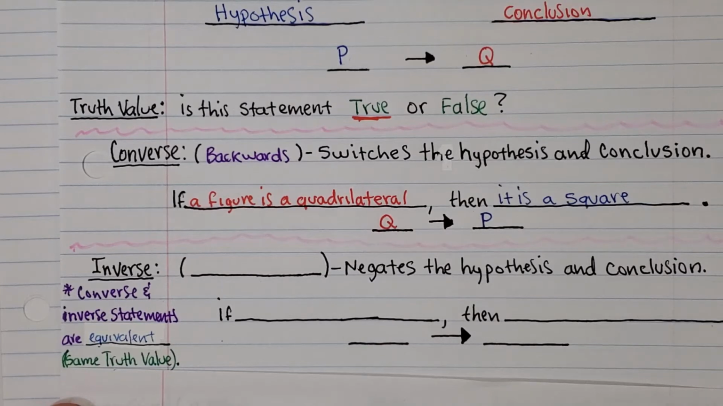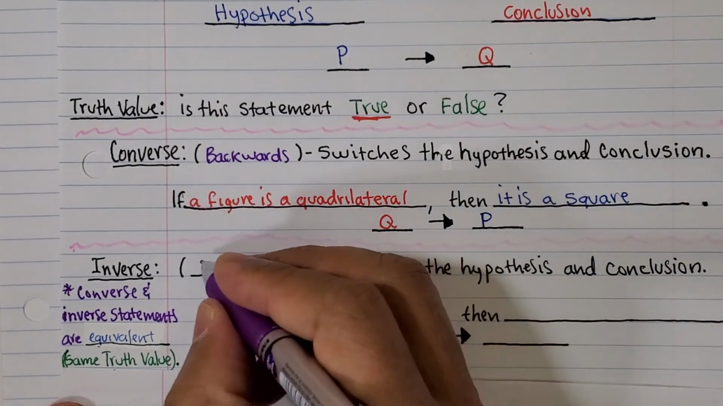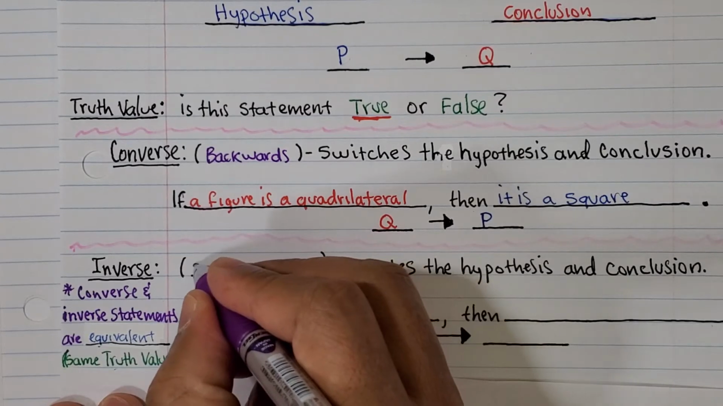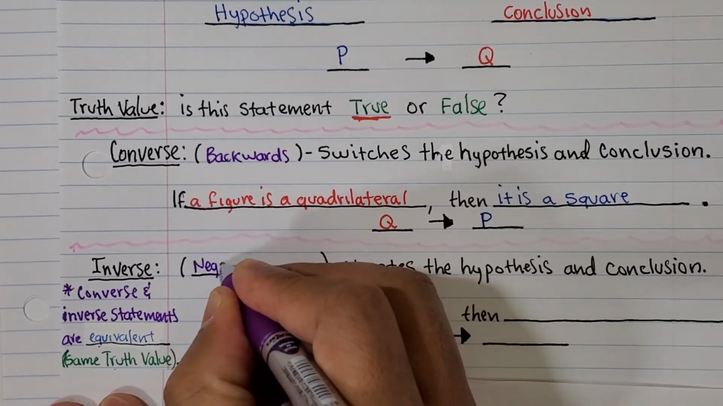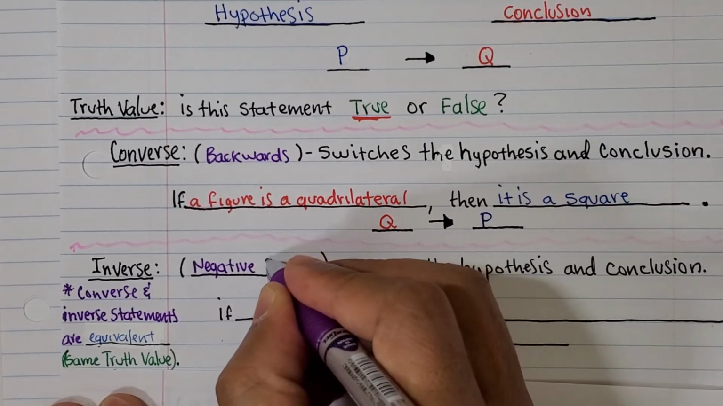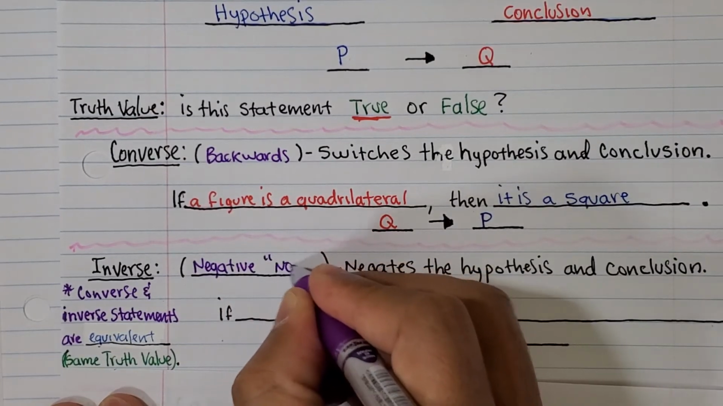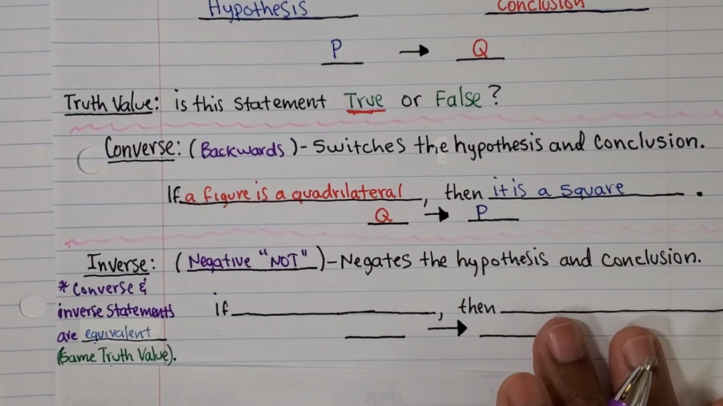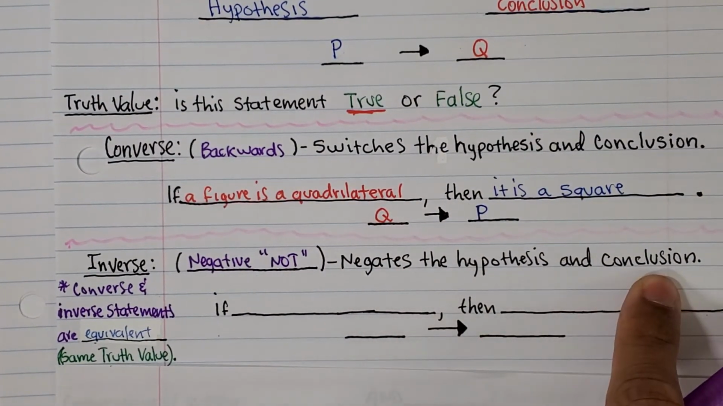Now the inverse, what does the inverse do to a conditional statement? So this is what the inverse does. The inverse is going to negate. The inverse makes the statement negative, and this is how it does it. It introduces this word, not. Now let's see how this works. So this one negates the hypothesis and conclusion.